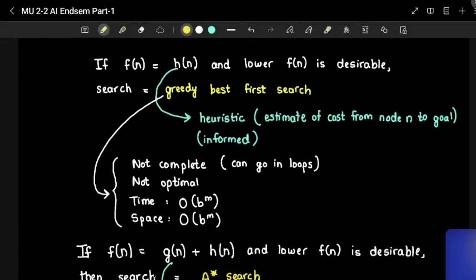Time complexity, space complexity, it's similar to DFS because it behaves... Does it behave similar to DFS? No, I'm not thinking about the justification. I did not think about the justification, but these are the complexities.